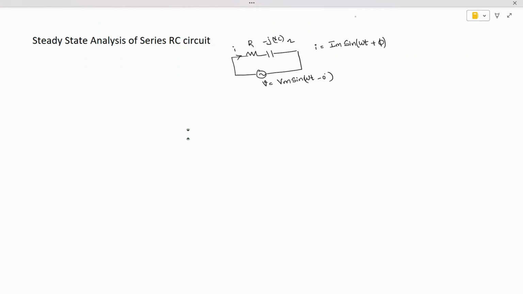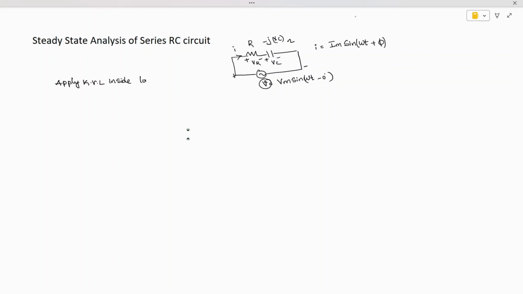So what is this steady state analysis? Let us try to understand. Since it is an AC supply, we should not mark the polarities, but in order to apply KVL, I am marking the polarities. So the voltage drop across the resistor is VR, the voltage drop across the capacitor is VC, and the total applied voltage is V. So in order to link all these three voltages, I am going to apply KVL, which is nothing but Kirchhoff's voltage law, inside the loop.